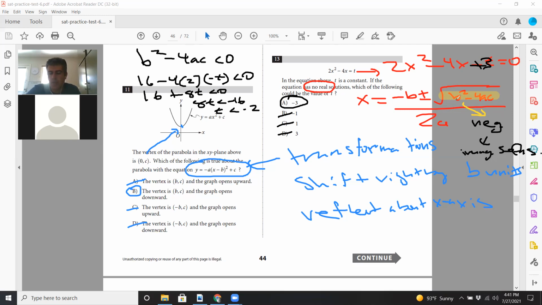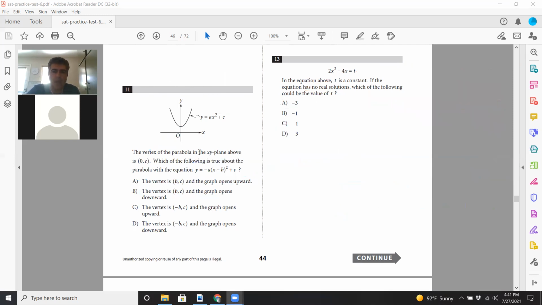If it's 0, you have exactly one real solution. If this part was gone, then you have just negative b over 2a. If it's positive, you have 2 real solutions, and if it's negative, you have 2 imaginary solutions, and that's what we're looking for. So that's A.